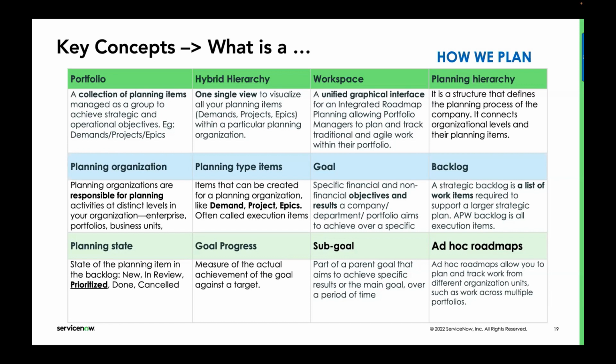And it's really a grouping, right? It's a grouping of planning items. And these planning items are represented by the execution items, say demand or project or epics. So portfolio has a little bit different connotation, right, in understanding. So when I use the term portfolio, it's really a collection of work, right? But there's other terminology. There's goals. We'll talk about goals and backlogs and roadmaps, okay?